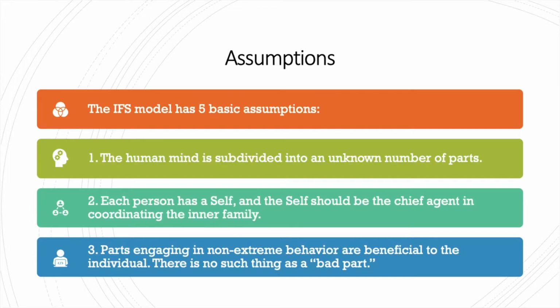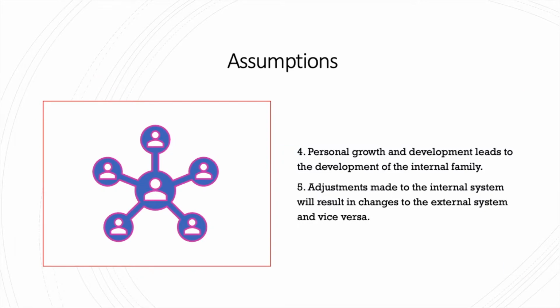The IFS model has 5 basic assumptions. First, the human mind is subdivided into an unknown number of parts. Second, each person has a self, and the self should be the chief agent in coordinating the inner family. Third, parts engaging in non-extreme behaviors are beneficial to the individual. There is no such thing as a bad part. Fourth, personal growth and development leads to the development of the internal family. And the fifth assumption is that adjustments made to the internal system will result in changes to the external system and vice versa.